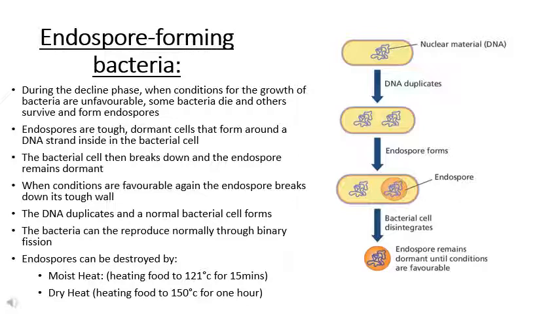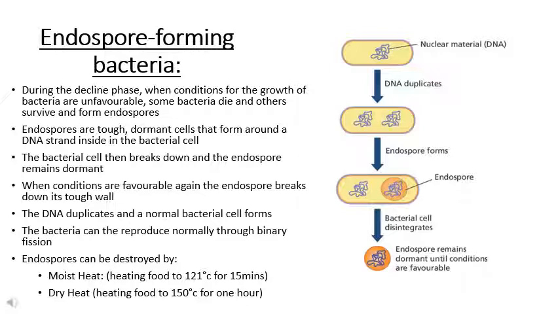When the endospore finds more favourable conditions, the tough wall breaks down and the DNA duplicates and creates a new bacterial cell. This bacterial cell will then continue to reproduce again through binary fission, which will make the bacteria multiply rapidly. Endospores are very difficult to destroy if they have been formed.